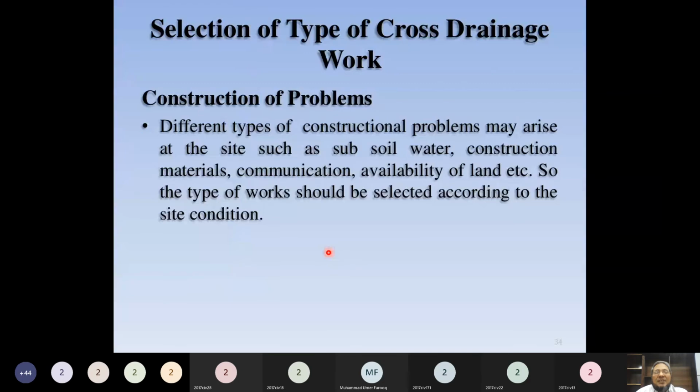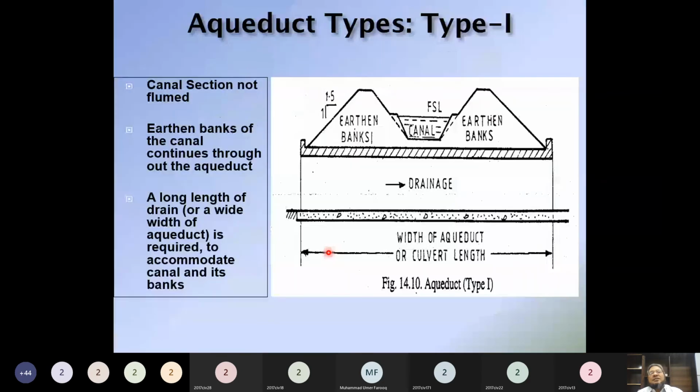Now we have to discuss the aqueduct types. एक्वेडक्ट तो हमने पढ़ लिया ना जी, क्यों जी? Yes, sir. What is an aqueduct? When canal is overtaken the drainage and its bed level is higher than the highest flood level in the drainage. High flood level in the drainage.